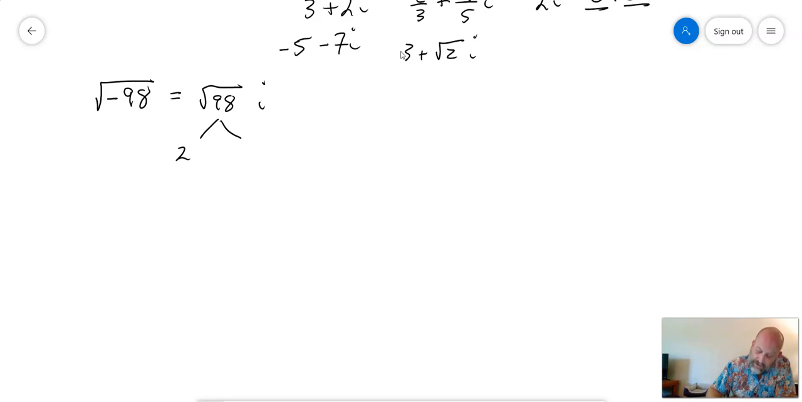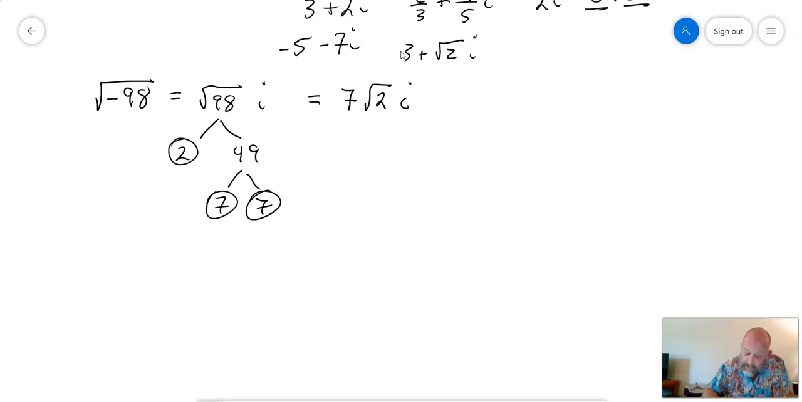So 98 is 2 times 49, and 2's prime. 49 is 7 times 7. Both of those are prime, and that's the end of the line here. So I'm going to simplify the root. I have a pair of 7s, so that means that's on the outside. 2's on its lonesome, and the i just comes back in.